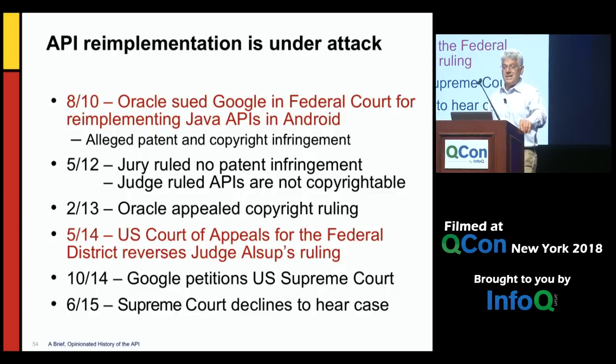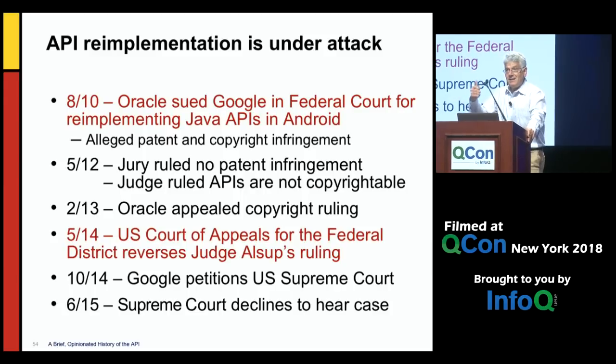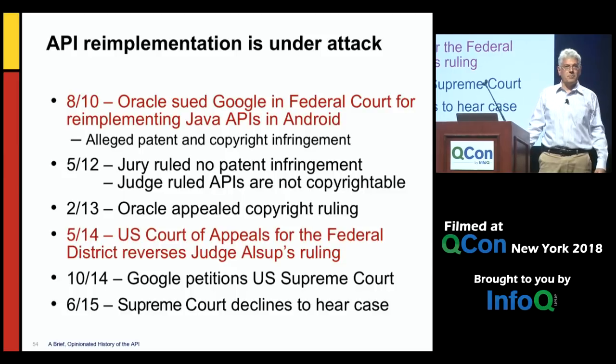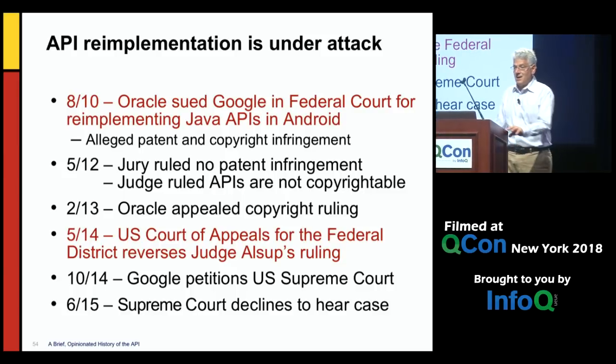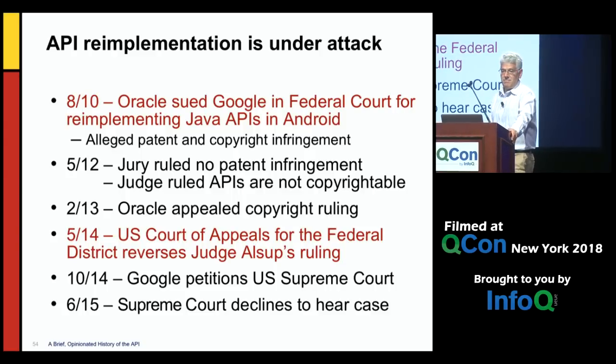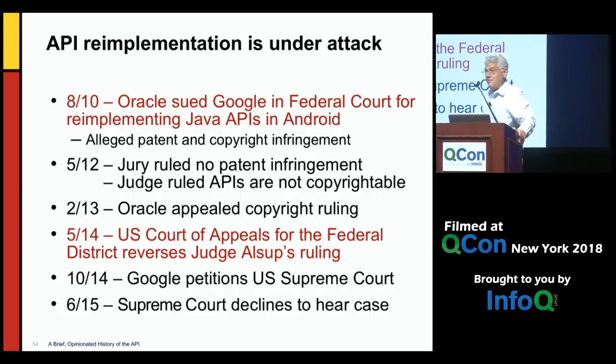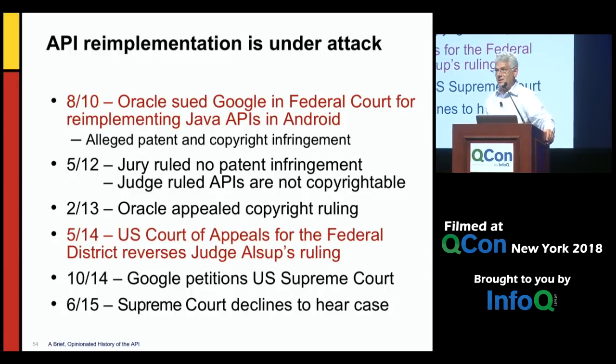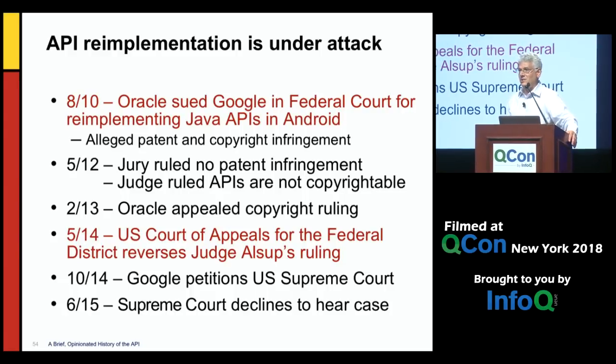But Oracle appealed the ruling, and because there had been patents mentioned in the original suit, the appeal was handled by the Court of Appeals for the Federal Circuit, CAFC, otherwise known as the Patent Court, and they reversed Judge Alsop's ruling in May of 2014. Then in October of that year, Google petitioned the Supreme Court to rehear the case, but the Supreme Court the next year declined to rehear it on the advice of the Solicitor General under Obama, unfortunately.